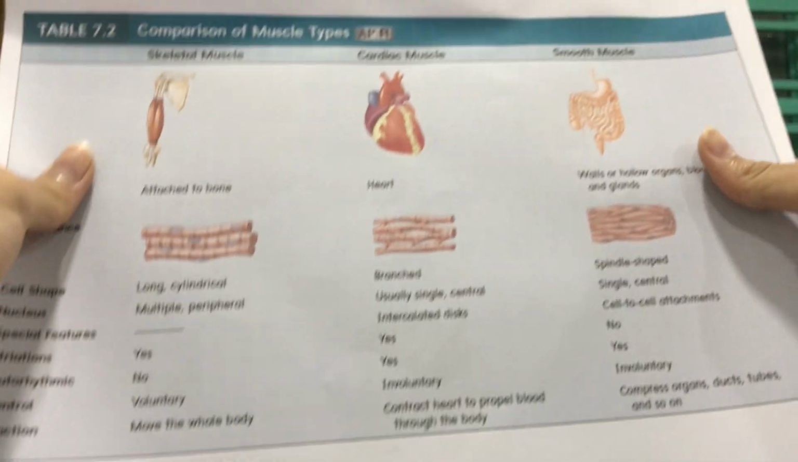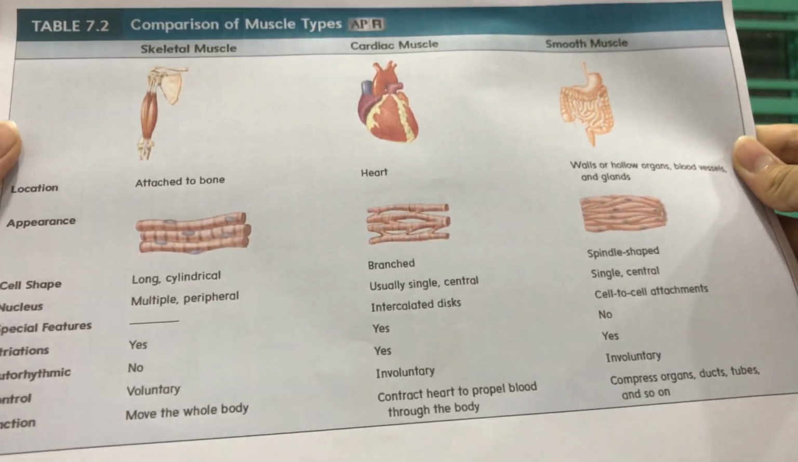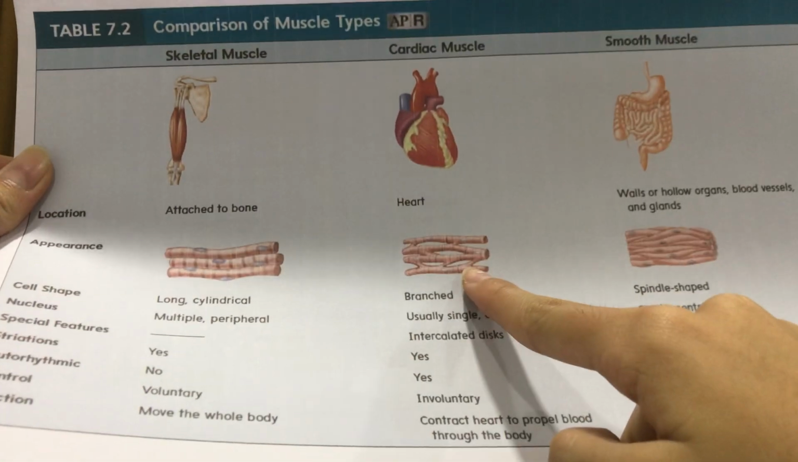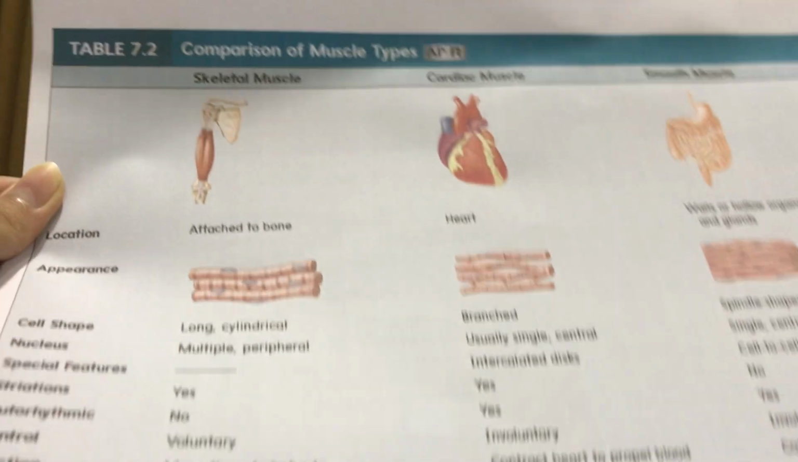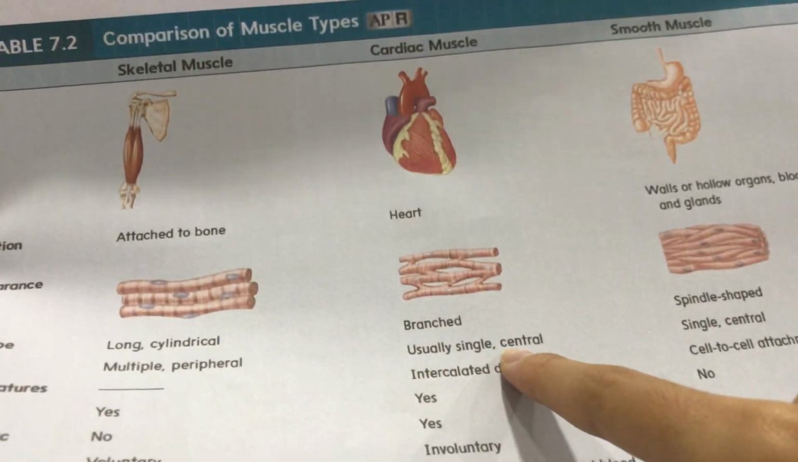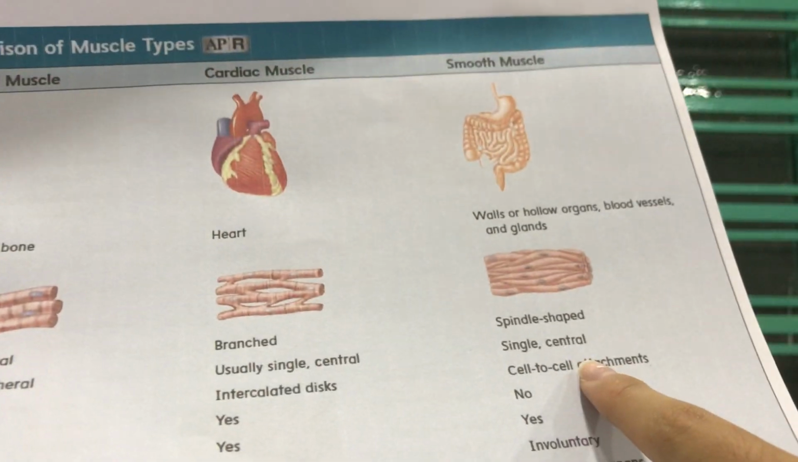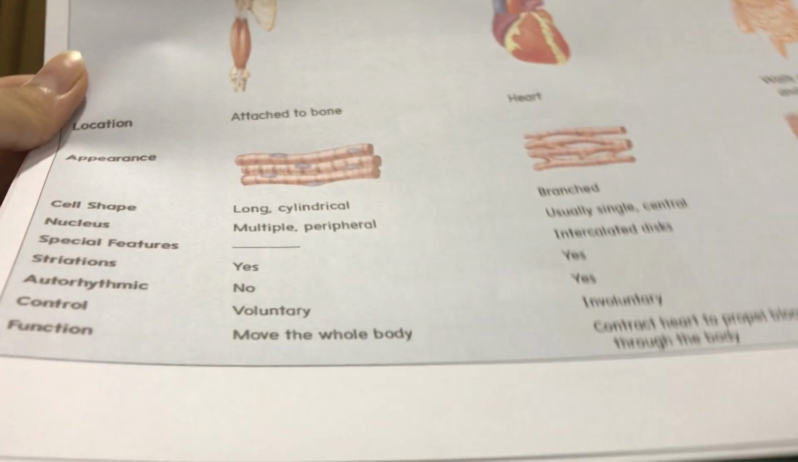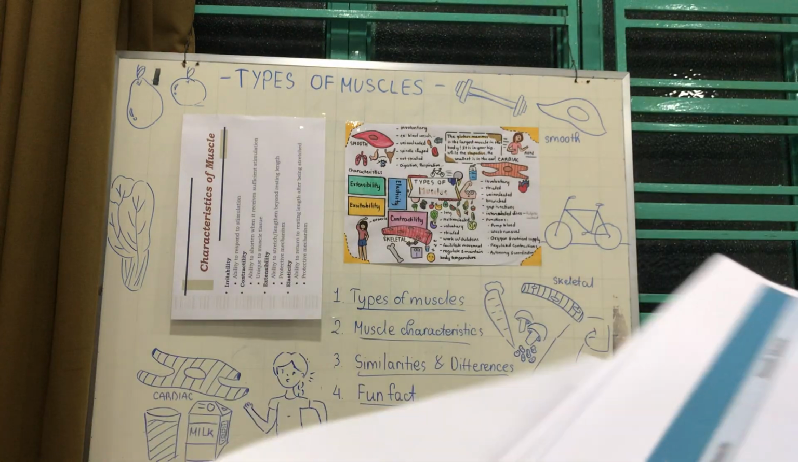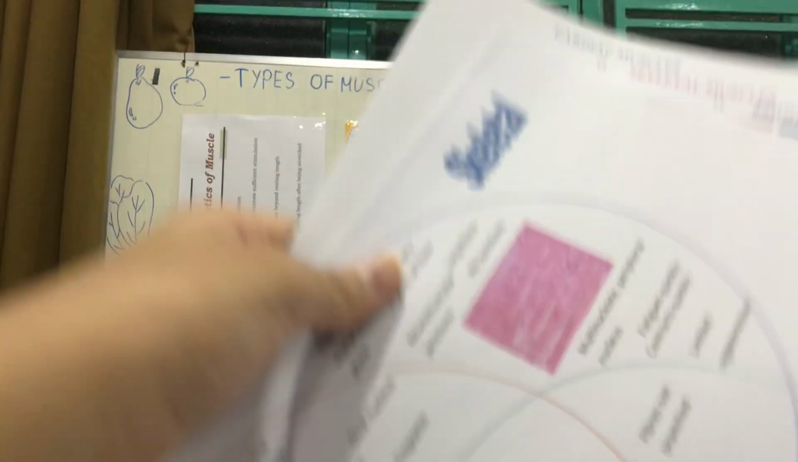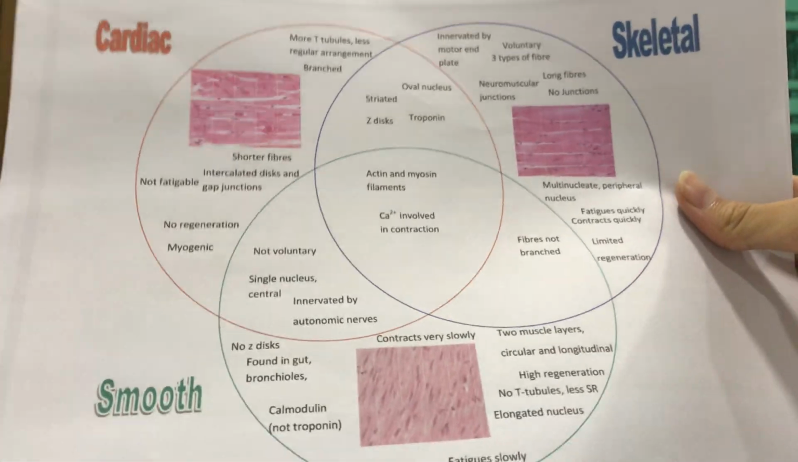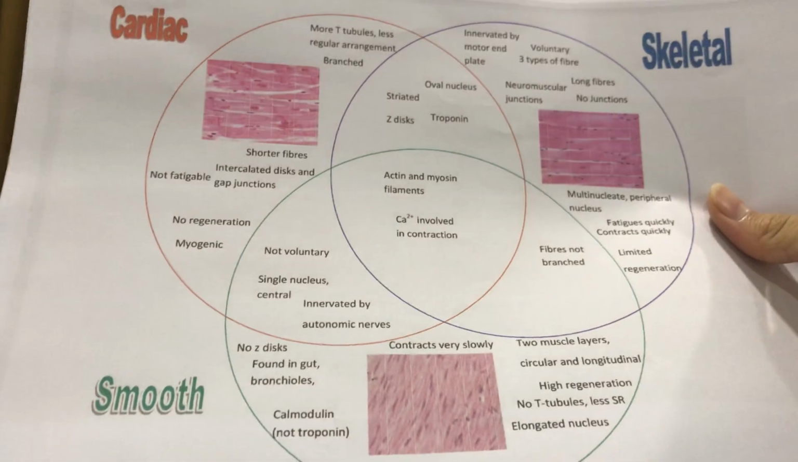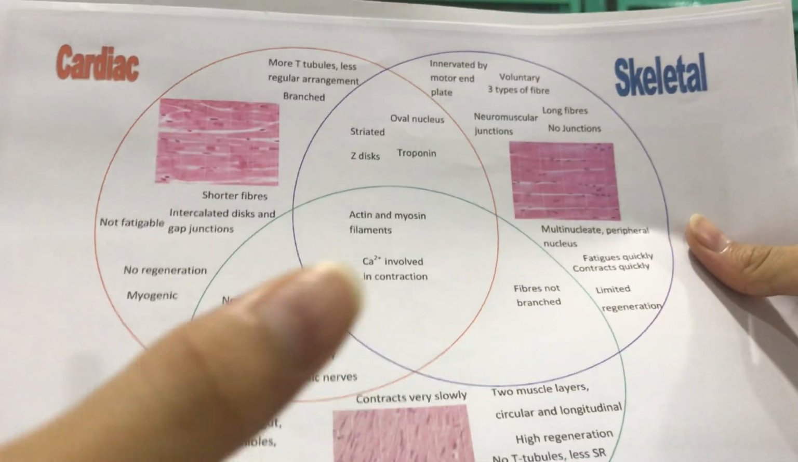Here is another illustration of how they differ. As you can see, this is branched, this is spindle shaped, this is long, cylindrical, multiple, and peripheral. This is usually single and central, and this is single and central as well. Next, here is the Venn diagram that I was talking about. The cardiac, skeletal, and smooth muscle, how they differ and how they are similar.